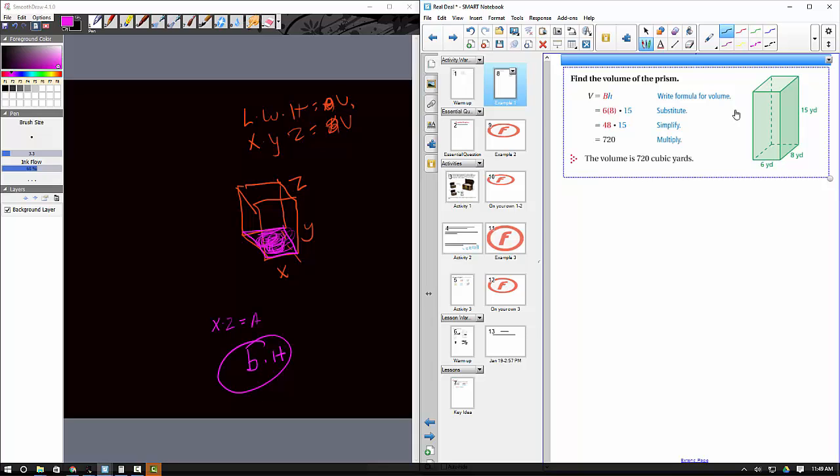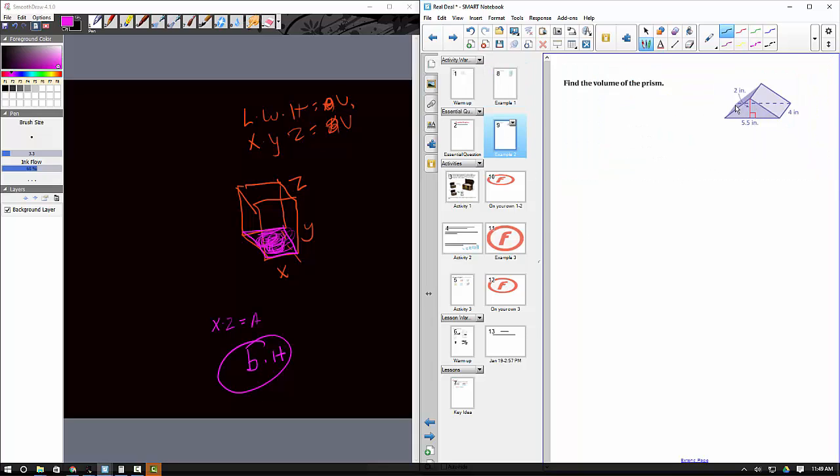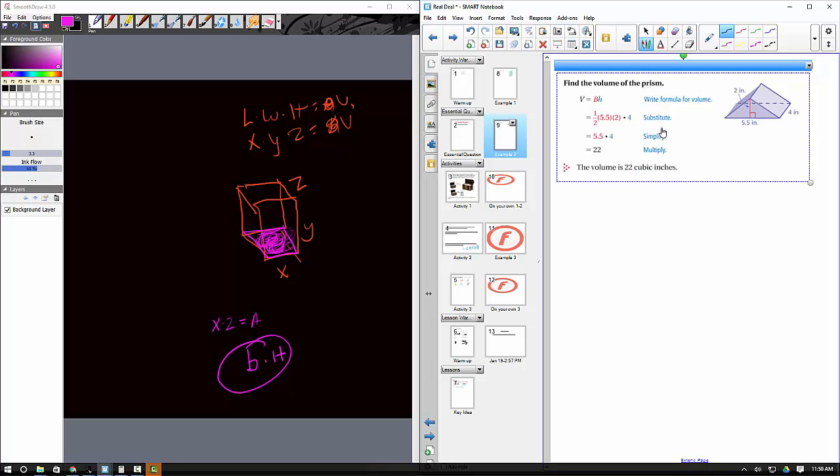So I have 720 cubic yards. For this one here, I look at this base and I see 5.5 times 2. Now I have to divide that by 2, right? So there's really no reason to go through and multiply by 2. I'm going to divide it by 2. So it just equals 5.5 times 4. And if I do that, I'm going to get 20. And then 0.5 times 4 is 2, so it would be 22 cubic inches.